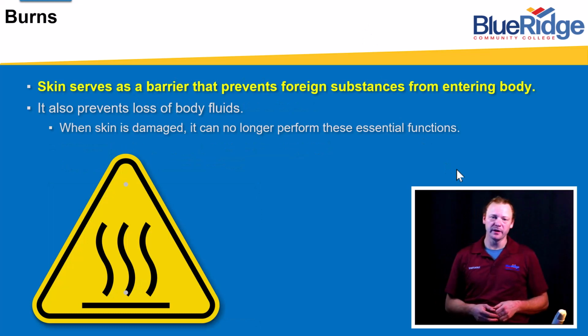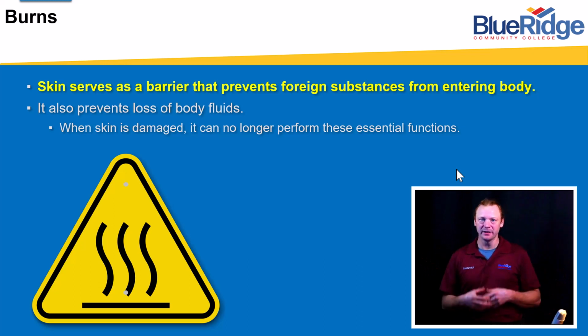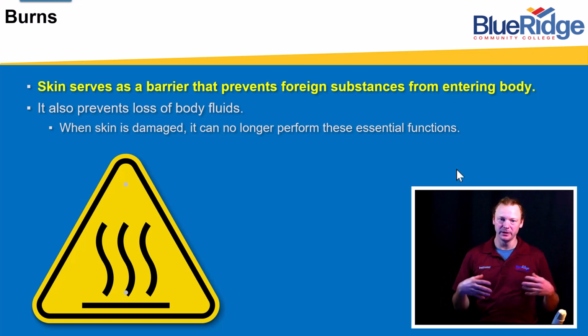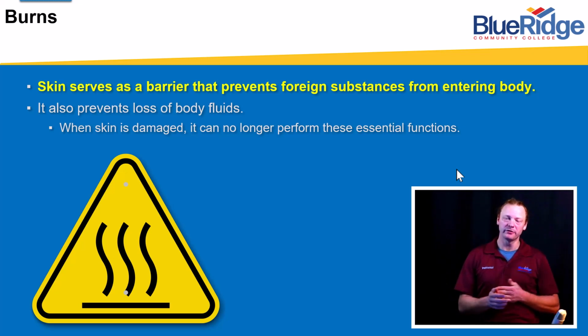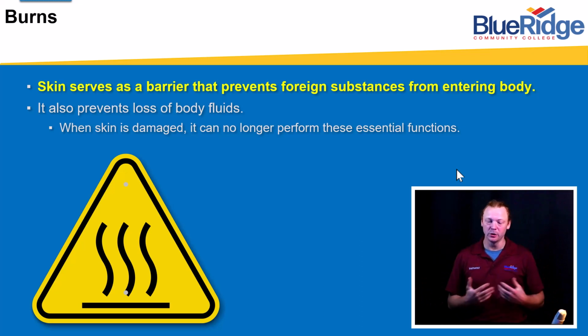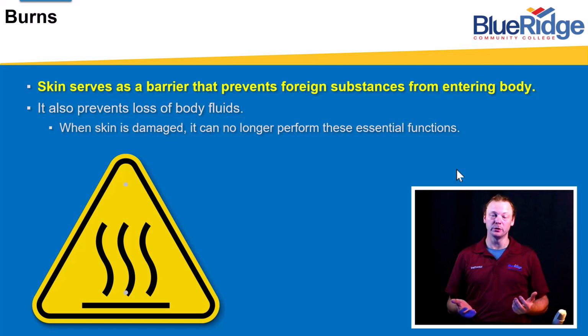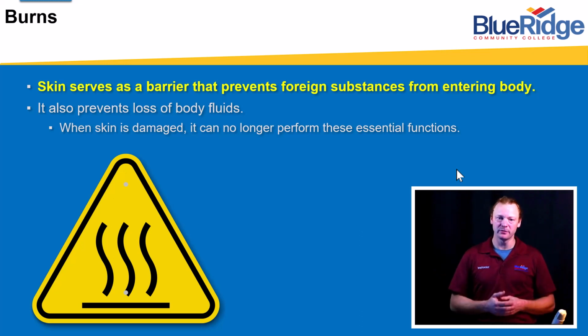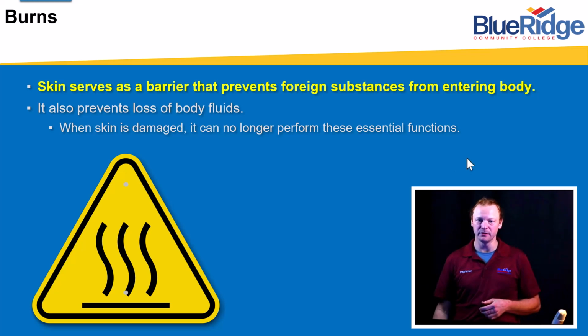Our skin serves as a protective blanket that protects our body from outside substances getting on the inside. It also keeps the moisture and other bodily fluids from escaping our body. When our skin is damaged, it can no longer perform these functions as effectively as it normally could. And the larger the damage, the more severe the loss of that function is.